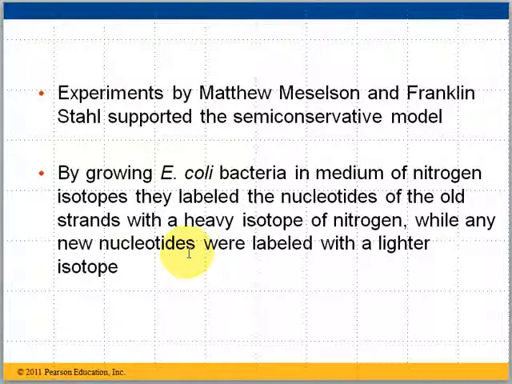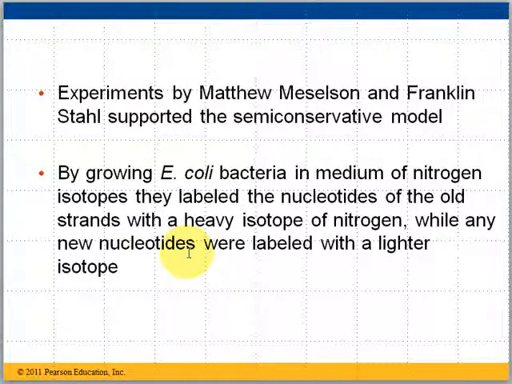So here's what they did. They took E. coli bacteria and they grew it in a medium, a growing material, of different nitrogen isotopes. They had two different types of nitrogen that they were using in this particular case. First, they grew the E. coli in a medium that contained a heavier isotope of nitrogen called nitrogen-15. So a slightly heavier version, a slightly higher atomic mass, called nitrogen-15.